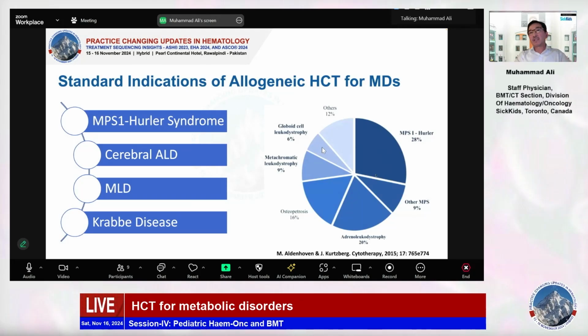In this pie chart, you can see registry data from the Center for International Blood and Marrow Transplant Research, reported a while ago, showing common types of transplant reported to the registry. As we can see, Hurler syndrome is the commonest indication for transplant, 28%, 9% for a few other types of MPS, and adrenal leukodystrophy, almost 20% of the patients receiving transplant, followed by MLD and globoid cell leukodystrophy, which is also called Krabbe disease. Osteopetrosis is another type of metabolic disease, but different from the majority. 16% of those patients were reported receiving transplant.